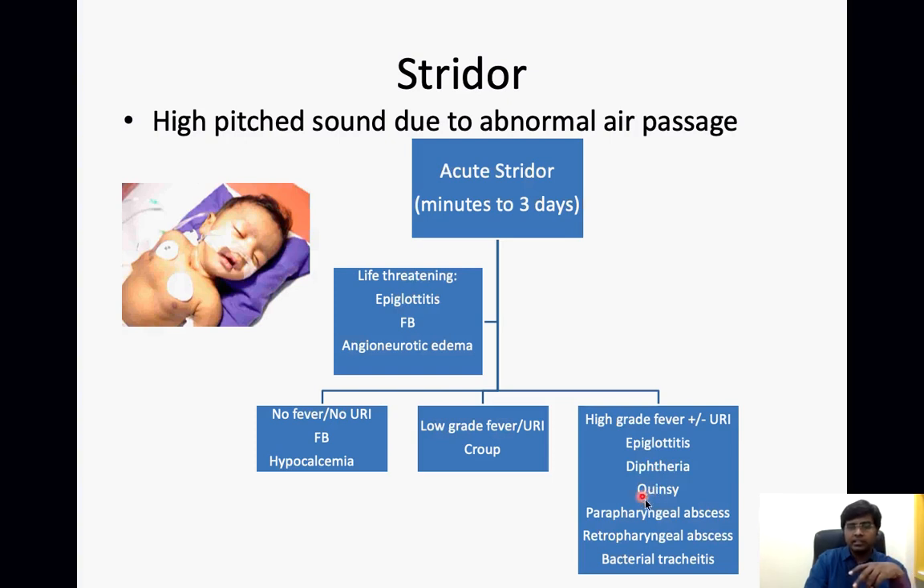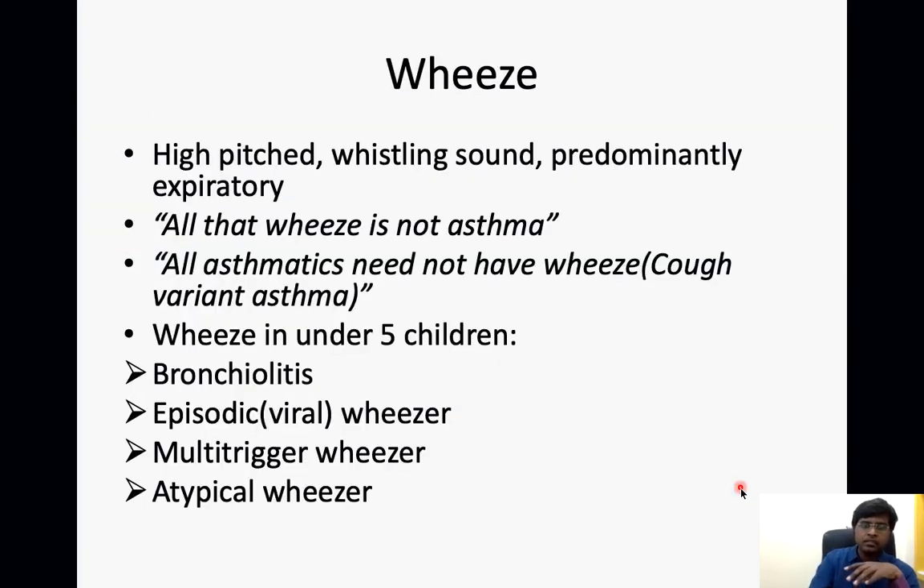And quinsy is your peritonsillar abscess, then your parapharyngeal abscess, retropharyngeal abscess, and bacterial tracheitis. So these are all very, very sick children. If you suspect these things when they present, you should ask them to get admitted and get treatment, because otherwise the child may become very sick within a short period of time.